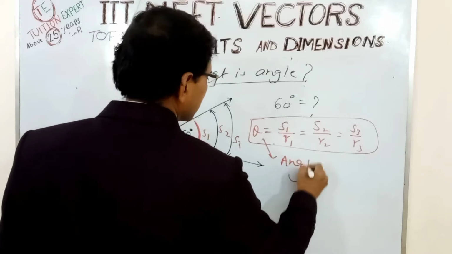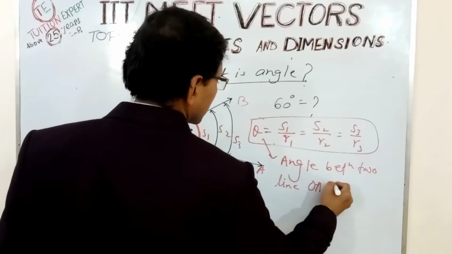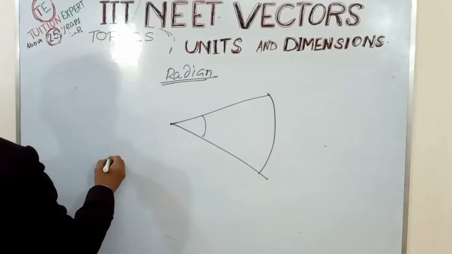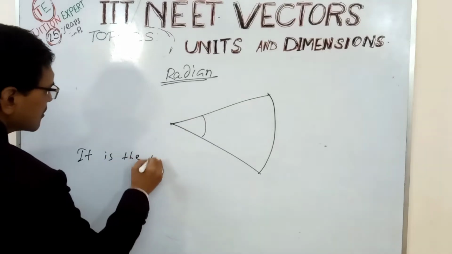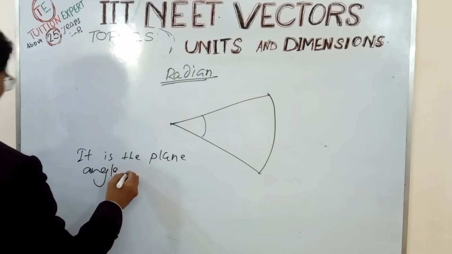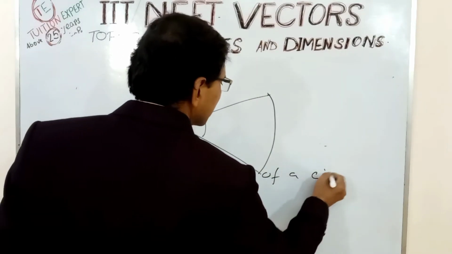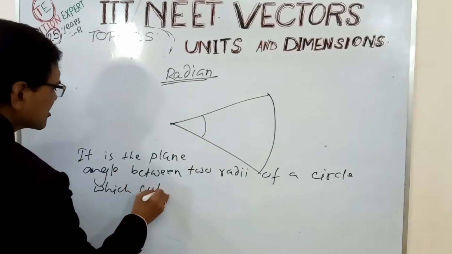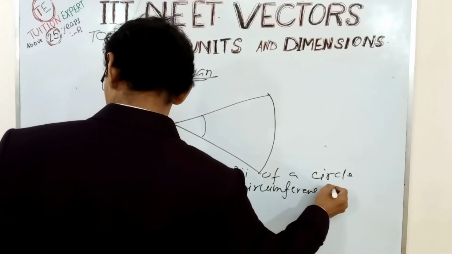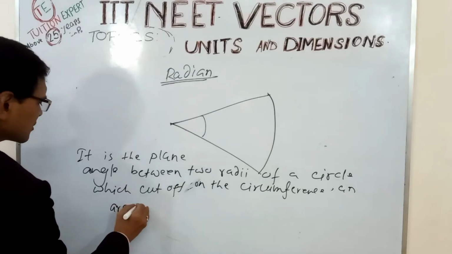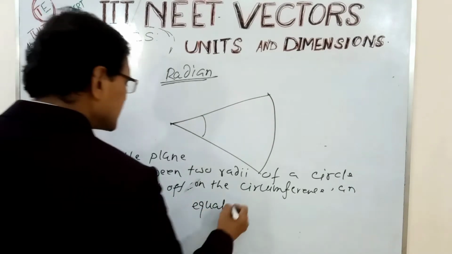This is the angle between two lines. Suppose this is O and OB. What is a radian? It is the plane angle between two radii of a circle which cut off on the circumference an arc length equal in length to the radius.